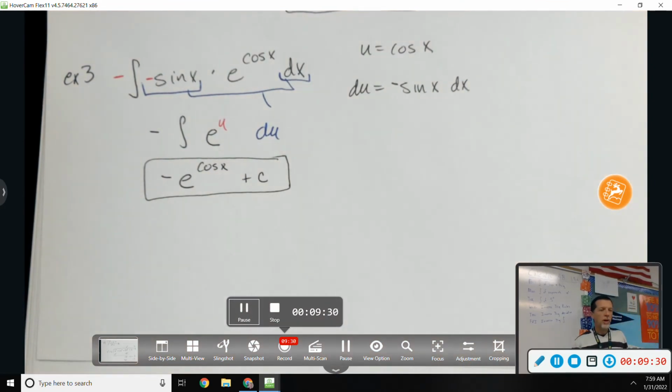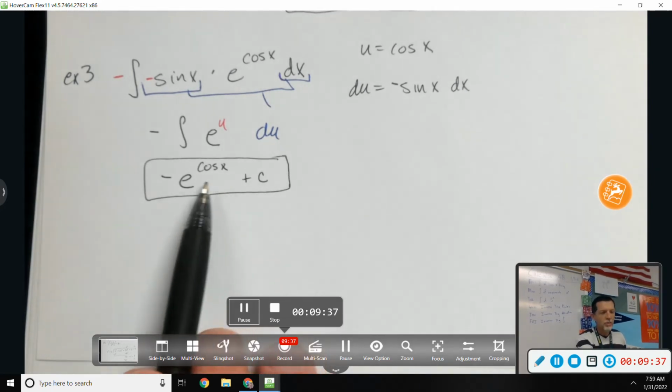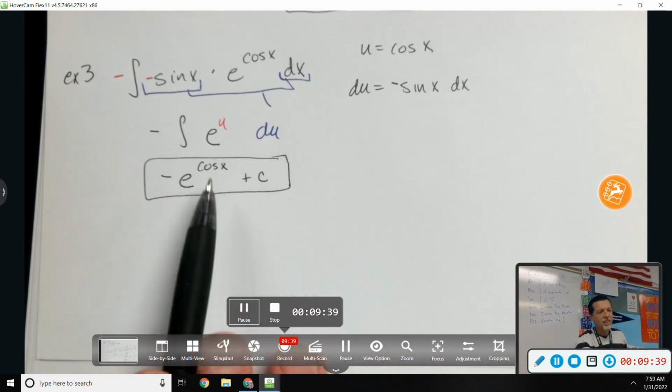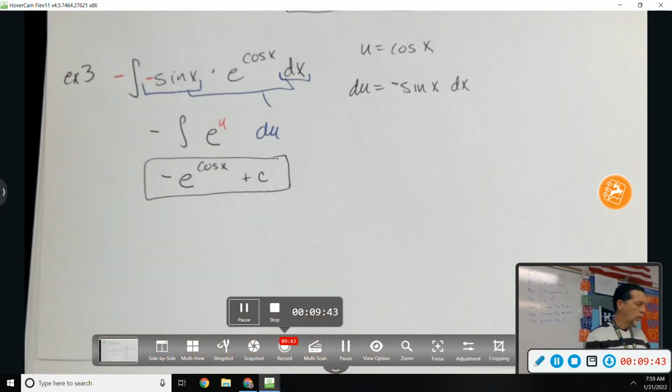By the way, all of these are relatively easy to check. We haven't done it, but to take a derivative of e to the cosine x, you know it would be e to the cosine of x times the derivative of cosine of x, and so you can see how it would work.